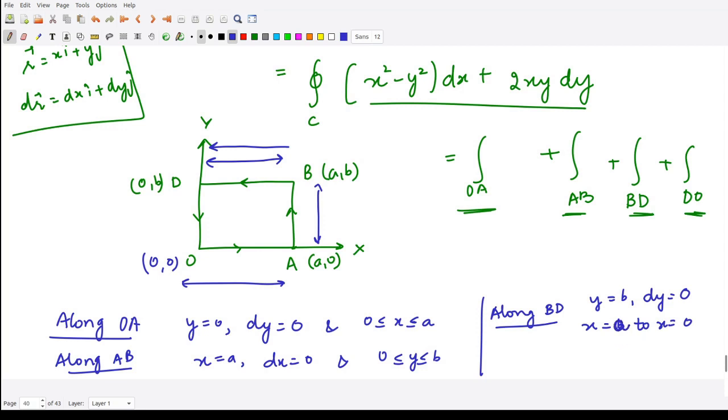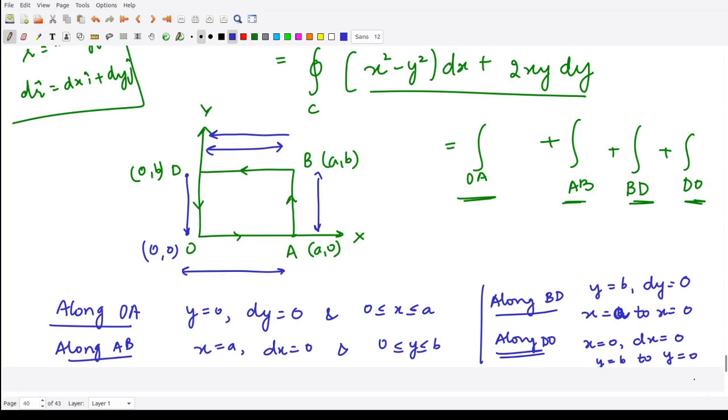Not b, the value of x is a. So from a to 0 in this case. And along DO we have the equation of the line as x equal to 0, so that means dx would be equal to 0. The limits for y, moving from here to here: here the value of y is b, here the value of y is 0. So the limits of y vary from the point b to the point 0. So this is what we have.